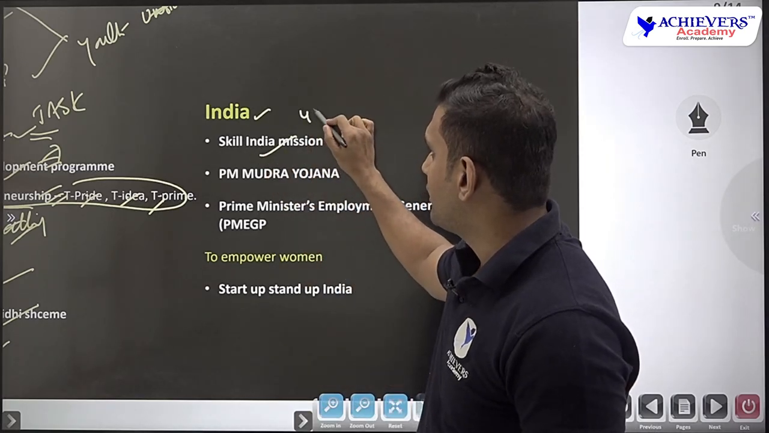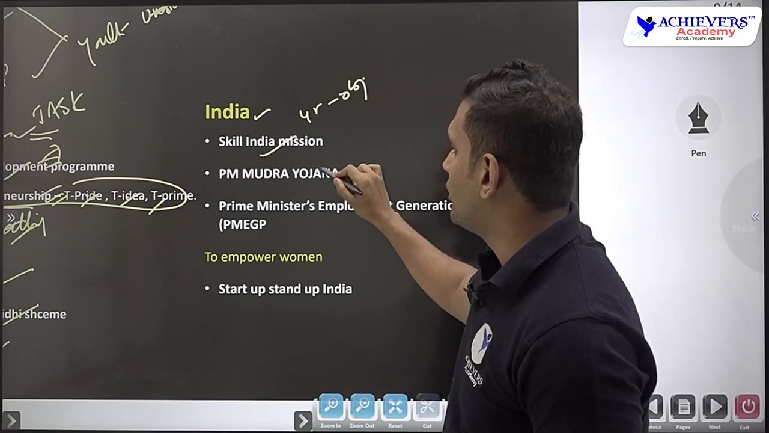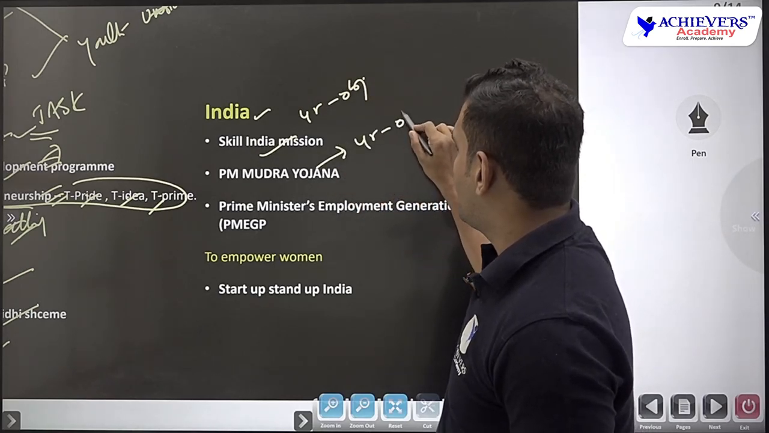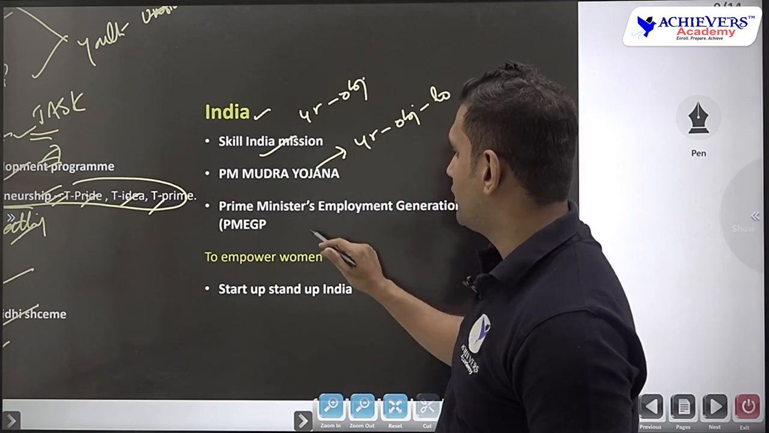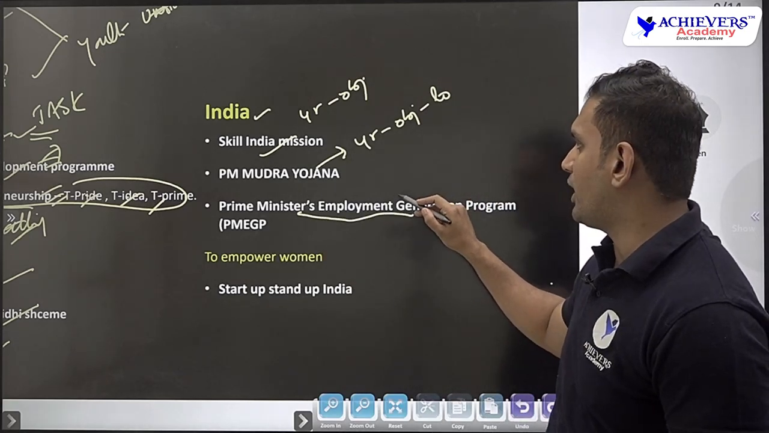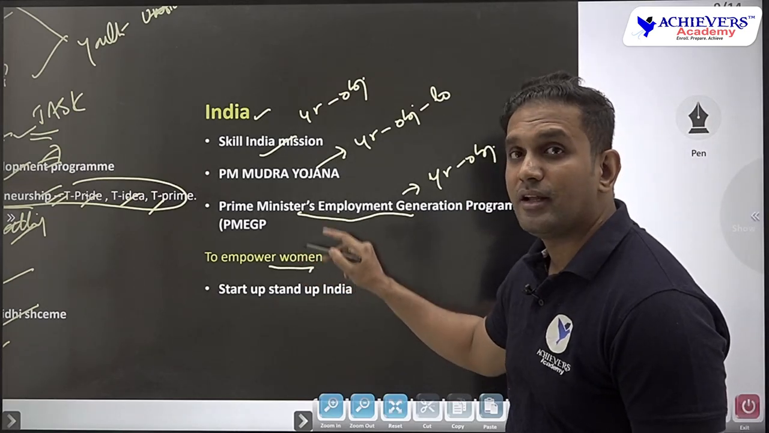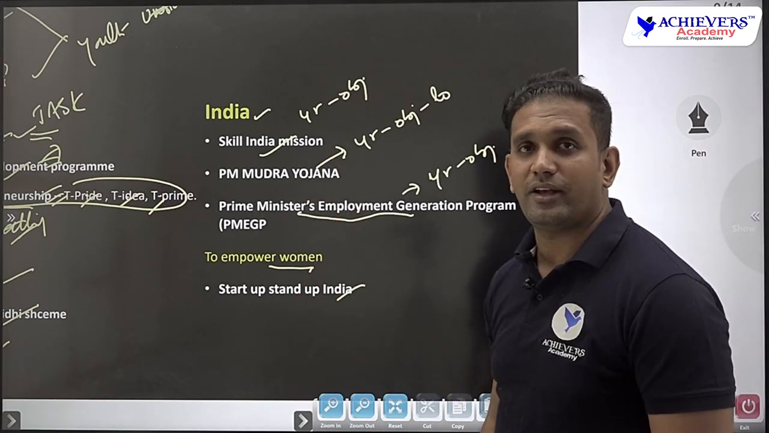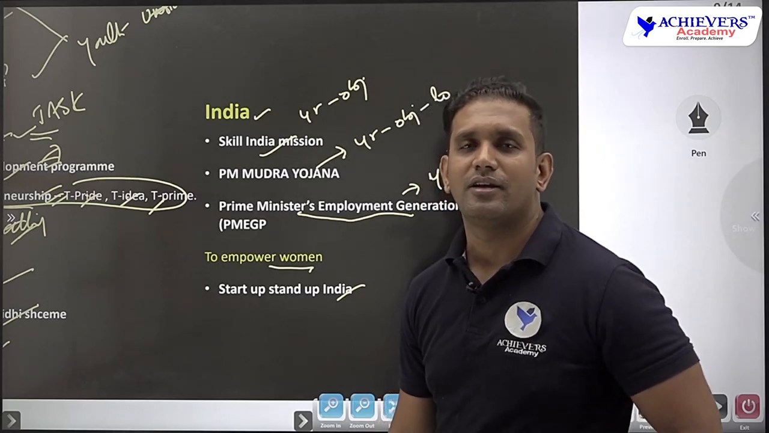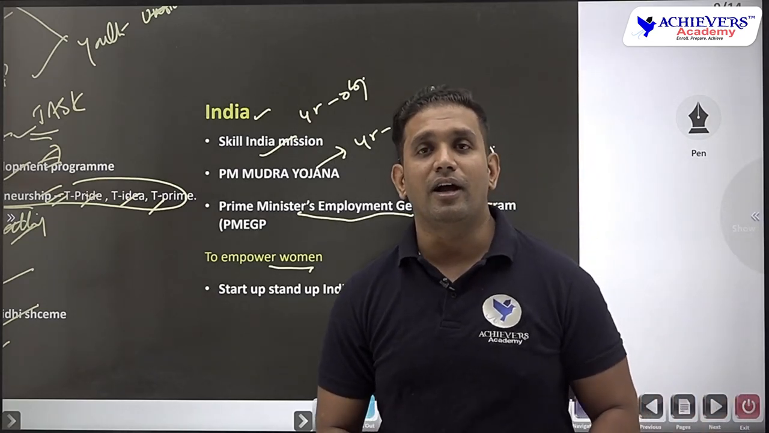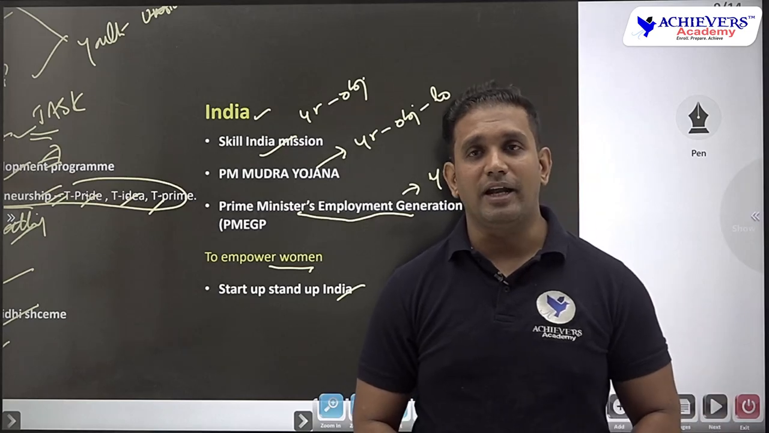Skill India Mission, year objective. PM Mudra, year objective. Loans. Pradhan Mantri Employment Generation Program, year objective. To empower women, India is also having a separate scheme called Startup India and Stand Up India.